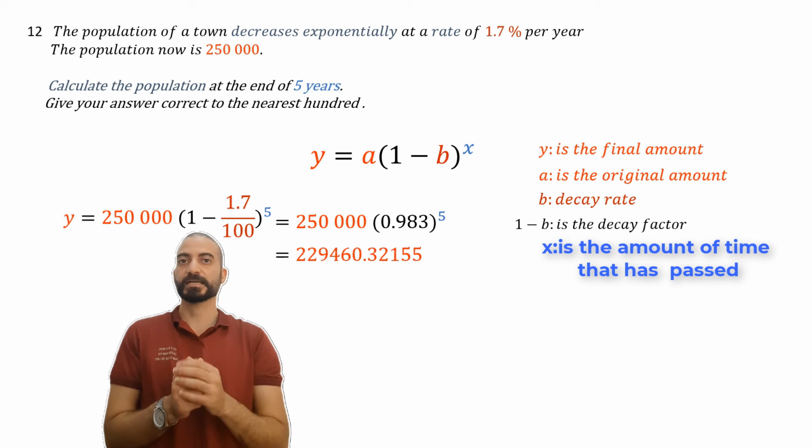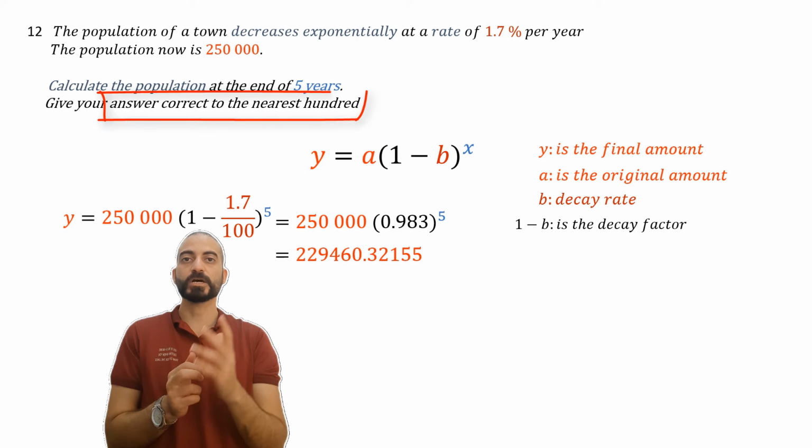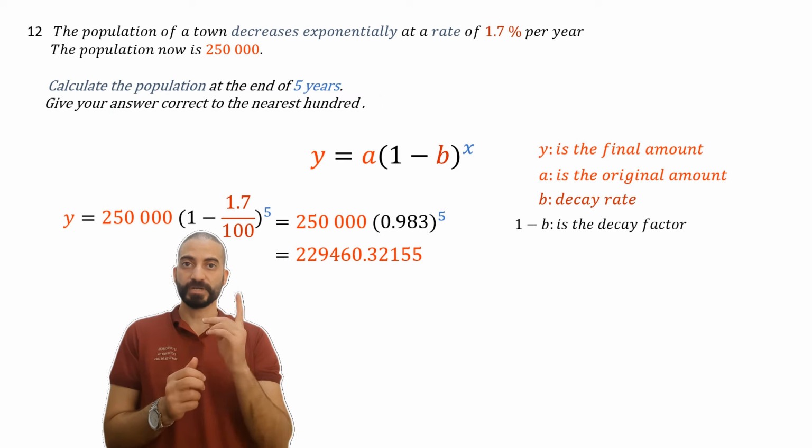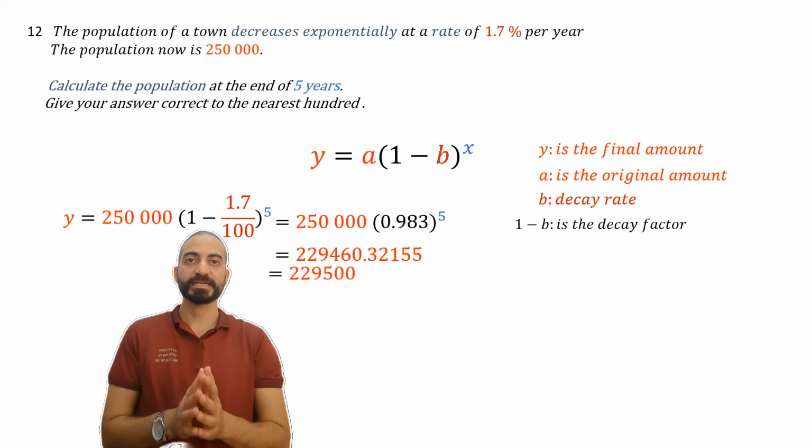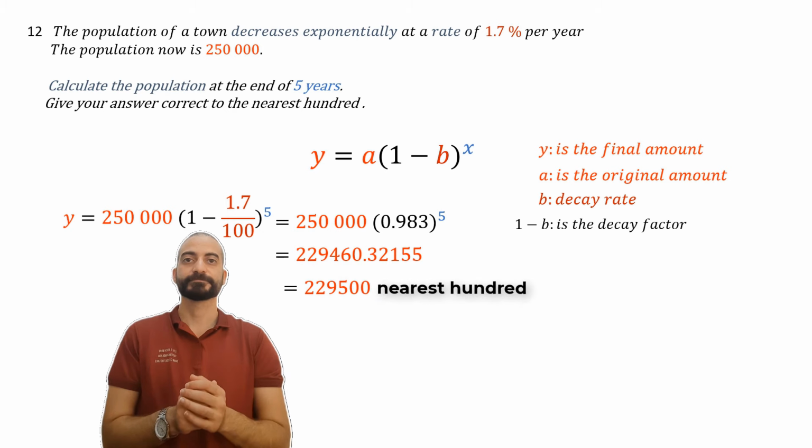But he asks us to answer to the nearest 100. So here we have 460. The nearest 100 is 500. So we get this answer.